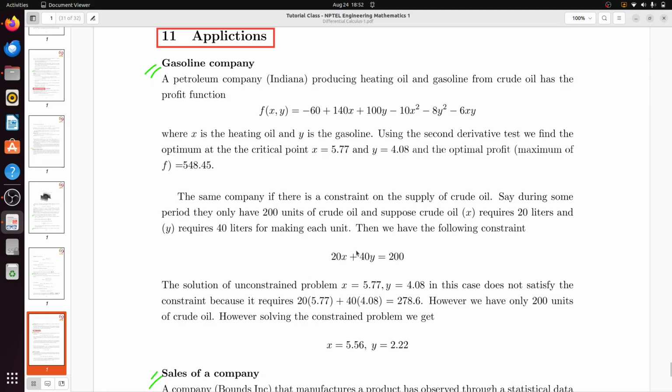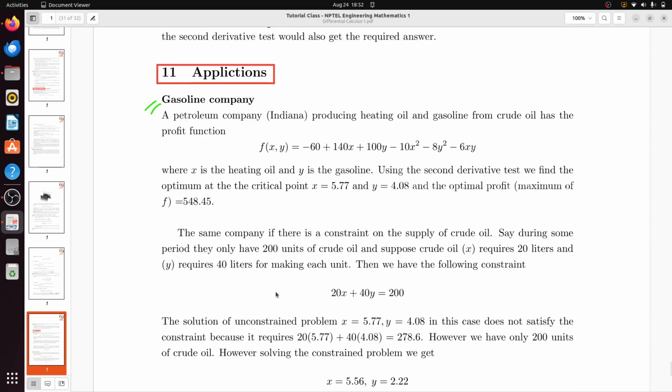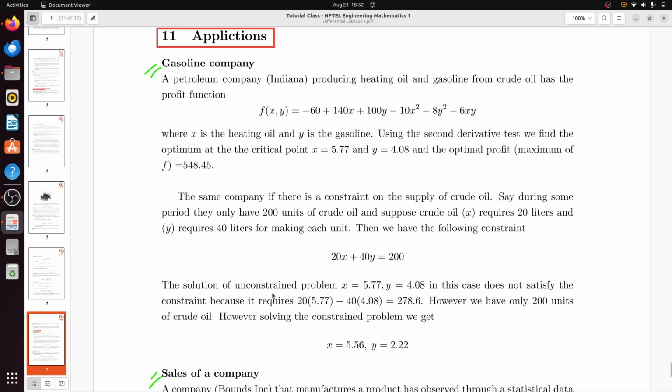Also, is it clear? I am hurrying a little bit because I need to finish it in time. Okay, is it clear whatever I have told about this gasoline company thing?